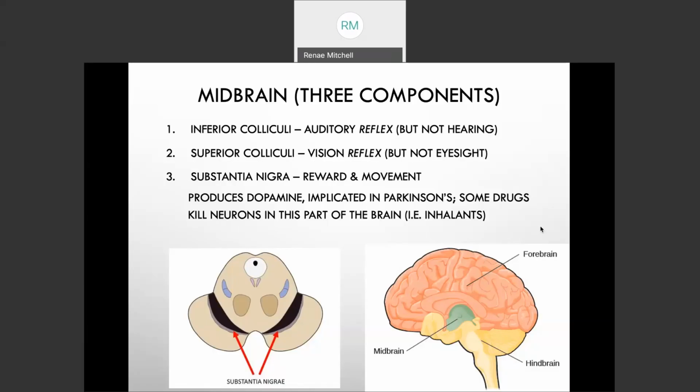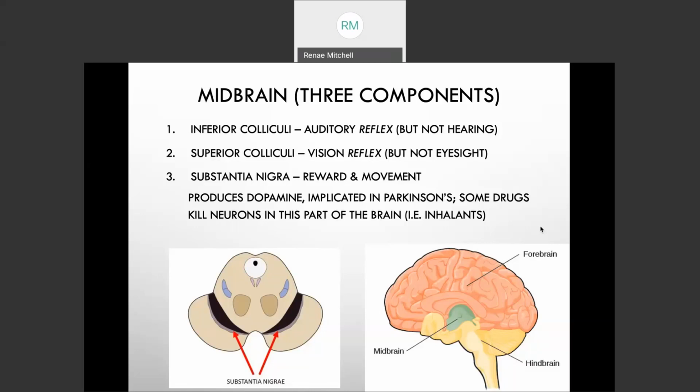When things are pleasurable or rewarding to us, this part of the brain, the substantia nigra, is activated. Also, when we're engaged in movement, the cerebellum is one part of the brain responsible for that. Another is the substantia nigra, located in the midbrain, because it has a lot of dopamine receptors. And we'll talk in the second part of this lecture about what dopamine is, how it functions, and why it's important.